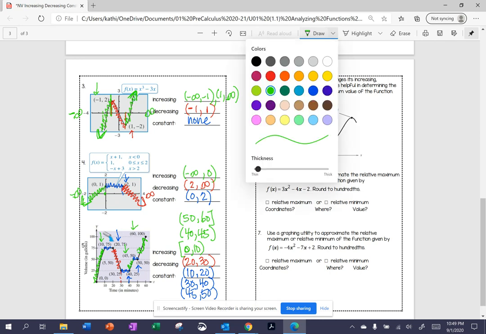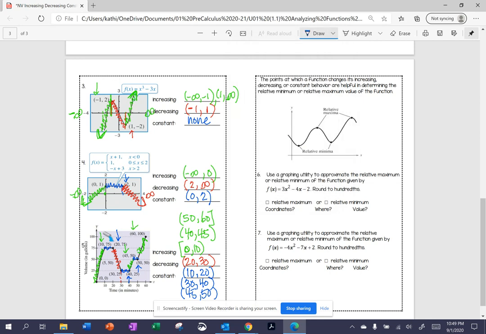Okay, so extrema is the plural of minima and maxima. Okay.